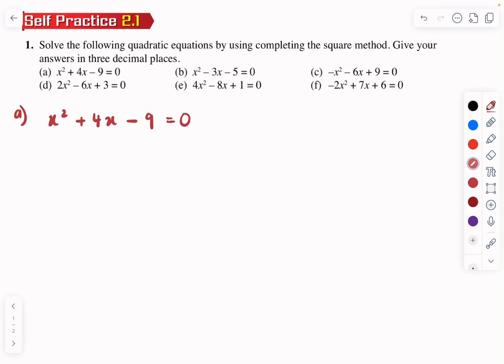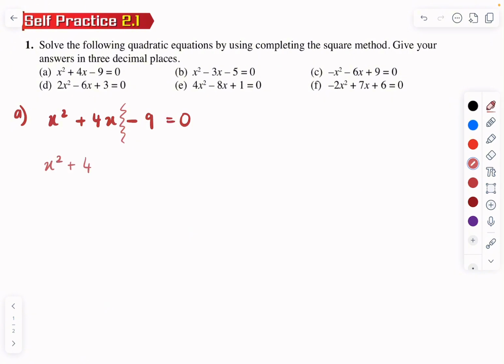Okay, so to solve this, first of all, completing the square, we have to make sure a is 1. In this case, it's just x squared, so it's 1. If it's 1, no need to do anything. Straight away, we can jump into step 2, which is breaking down here. This is the first term, second term, third term. So you break in between the second term and third term.